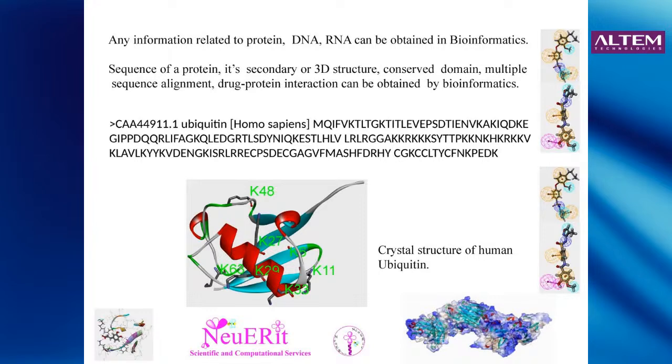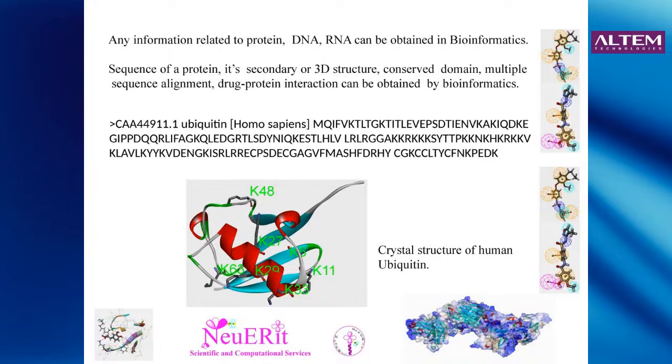Any information related to protein, DNA, RNA can be obtained by bioinformatics. Sequence of a protein, its secondary or 3D structure, conserved domain, multiple sequence alignment, drug-protein interaction can be obtained by bioinformatics. Whatever resources I told you, the NCBI database, Swiss-Prot database, Protein Data Bank, contain lots and lots of data. So you will get almost all kinds of protein sequence, secondary structure, tertiary structure, like that.